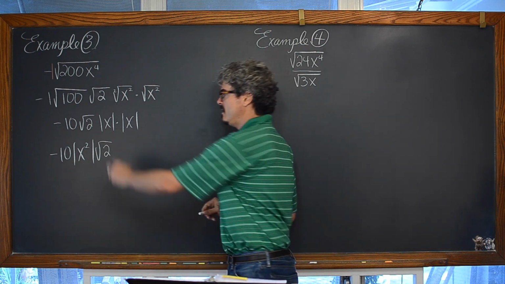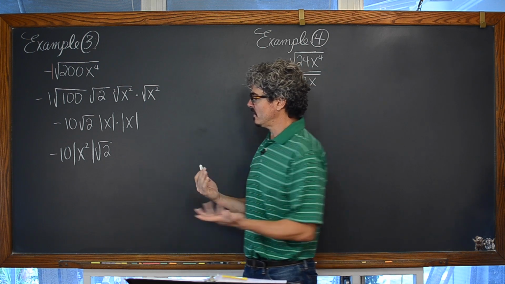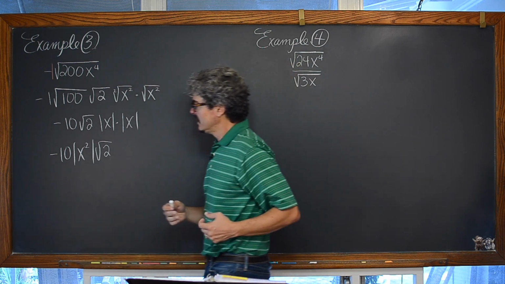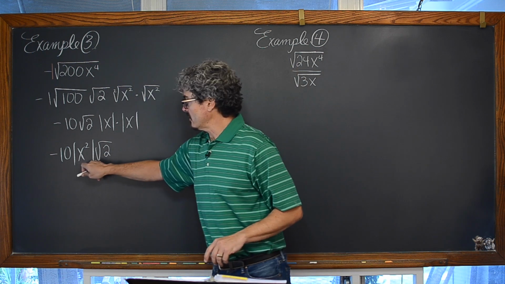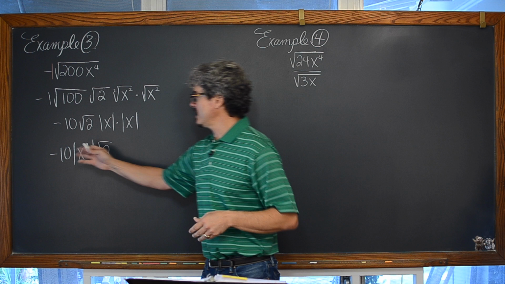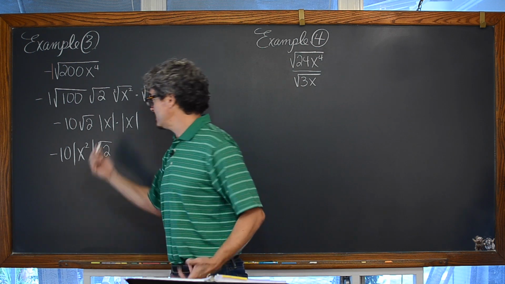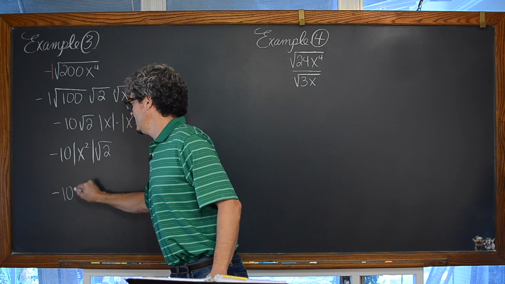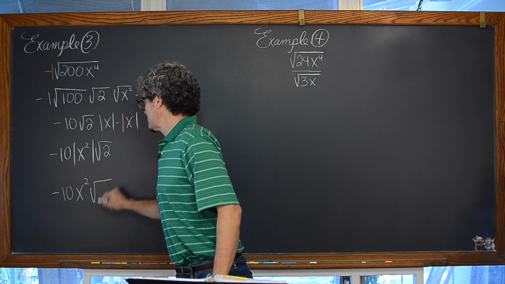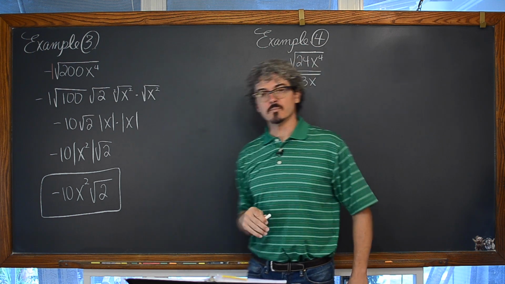Now, do we need to keep the absolute value symbols around the x squared to imply that this factor has to remain positive? Well, no. Again, any number that is squared is going to come out as a positive value. So again, here the absolute value function is redundant, so we can just write our final answer as -10 x squared times the square root of 2. And that is our answer for example number 3.